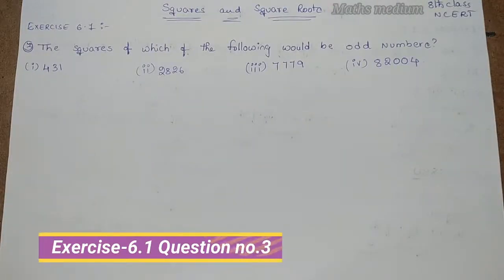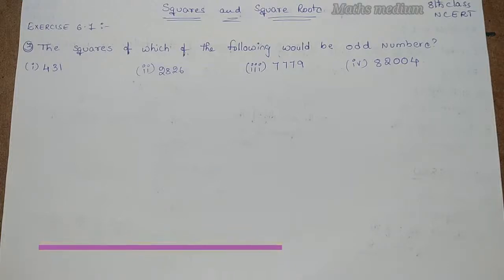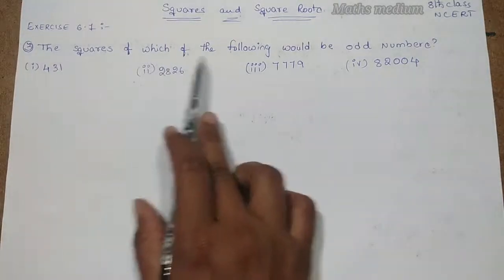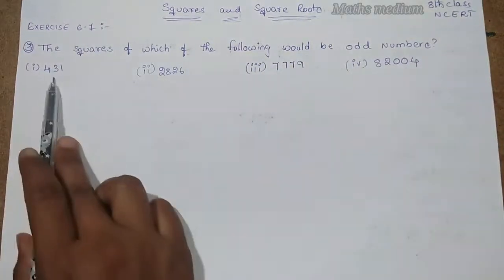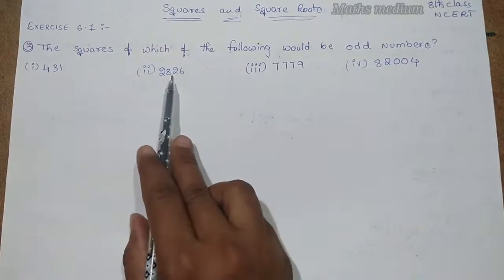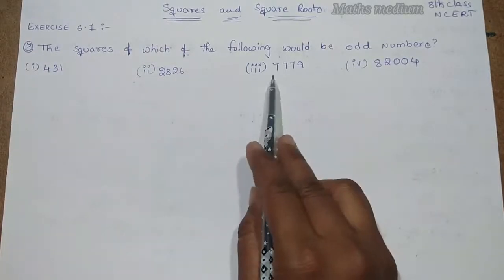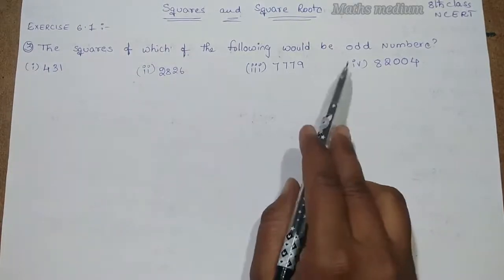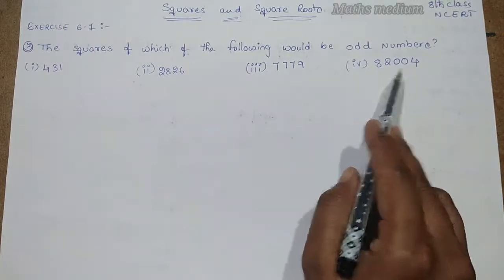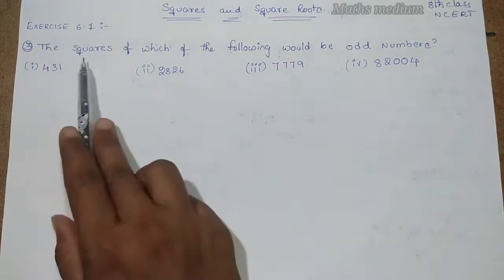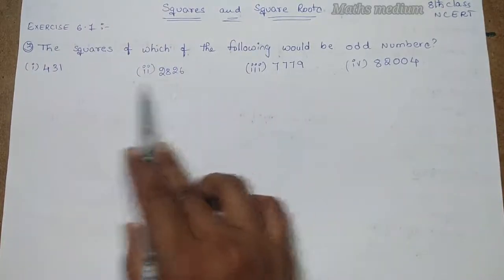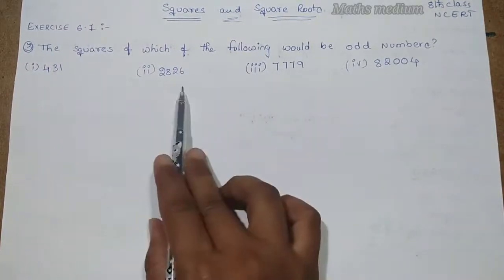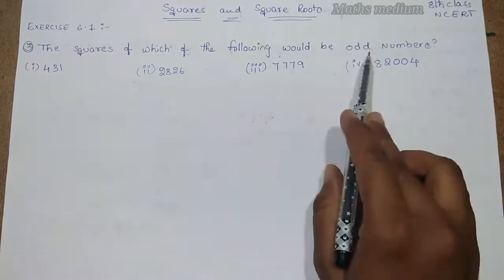Today I came with exercise 6.1 from Squares and Square Roots, 8th class NCERT. Question number 3. The squares of which of the following would be odd numbers? These are the questions: 431, 2826, 7779, 82,004. We have to find the squares of which of the following would be odd numbers. In this case, we have to find which square would be an odd number.